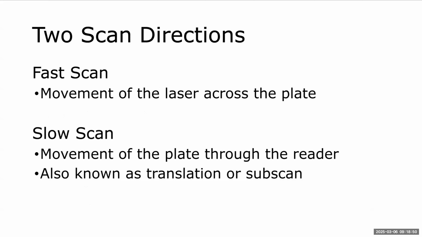There are two scan directions that we can think about. The fast scan was movement of the laser across the plate. So the plate itself was stationary and the laser just moved across the plate. Slow scan was the movement of the plate through the reader. So instead of the laser moving, the plate itself moved. There are also two other terms for that. I don't know why, but it's called translation or subscan. It can also be referred to as slow scan.